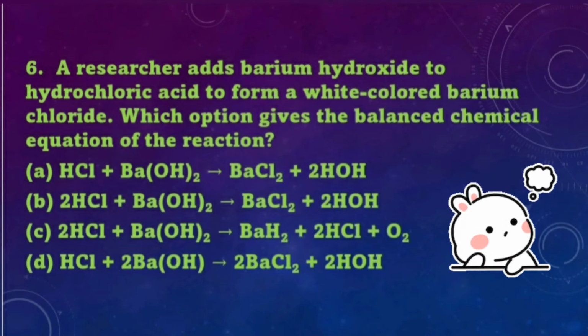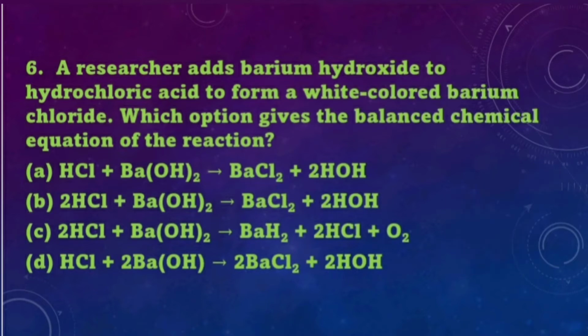Question number 6. A researcher adds barium hydroxide to hydrochloric acid to form a white colored barium chloride. Which option gives the balanced chemical equation of the reaction? We know that barium hydroxide is BaH twice and hydrochloric acid is HCl. So what will be the balanced equation? Answer will be option B, that is 2HCl plus BaH twice gives BaCl2 plus 2H2O.